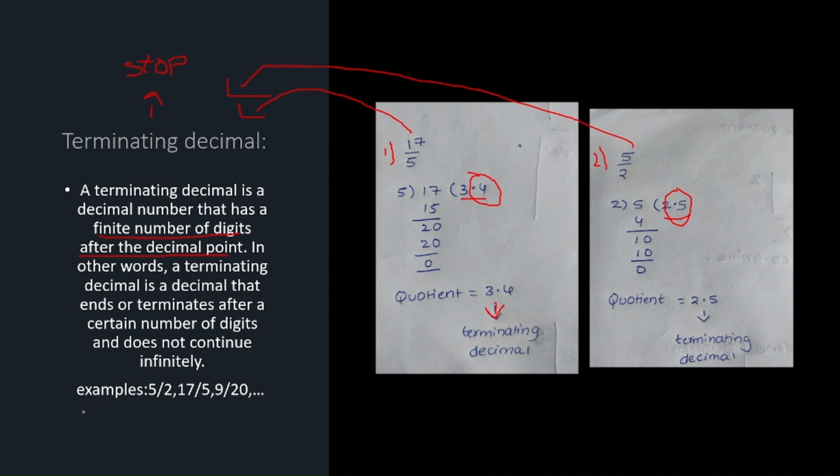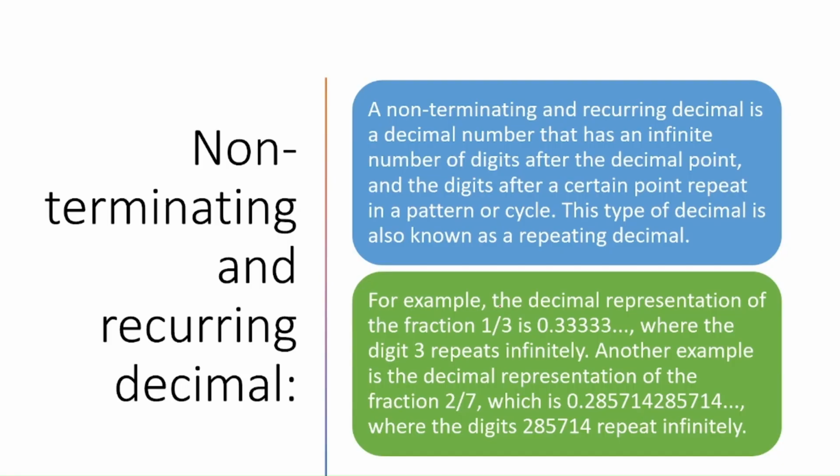Here are examples of terminating decimals: 5 by 2, which I already discussed, and 7 by 2. Now you should try at home whether 9 by 20 is a terminating decimal, and how many digits are present after the decimal point. Now, what are non-terminating and recurring decimals?